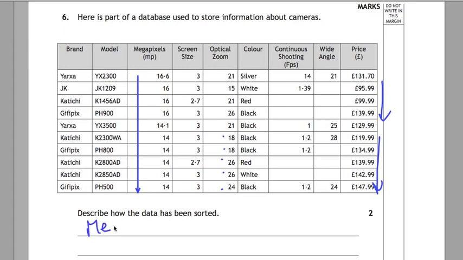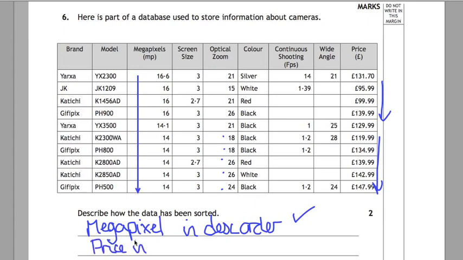So megapixel, excuse my writing, megapixel in, and you can just write the abbreviation, descend order, and that is for 1 mark, and price in ascend order.